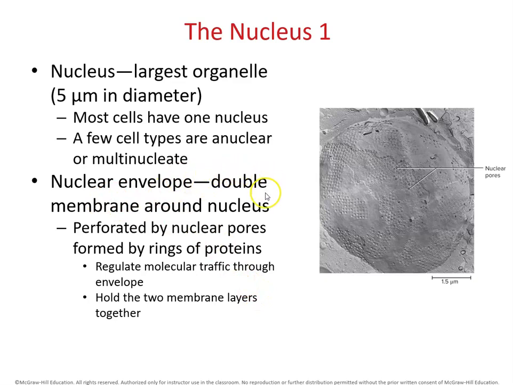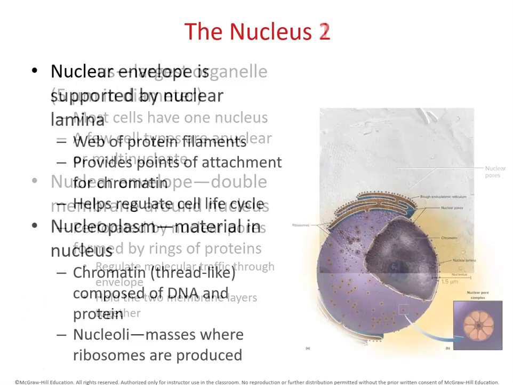The nucleus has a double membrane. So we have a double membrane around the nucleus, and that double membrane has a lot of pores in it, which are made out of rings of proteins. We can see them here in this micrograph. Those proteins hold the two membranes together and regulate what's going into and what's coming out of the nucleus.